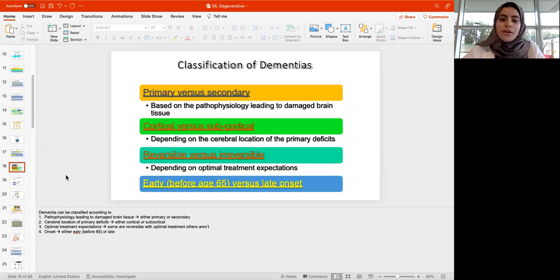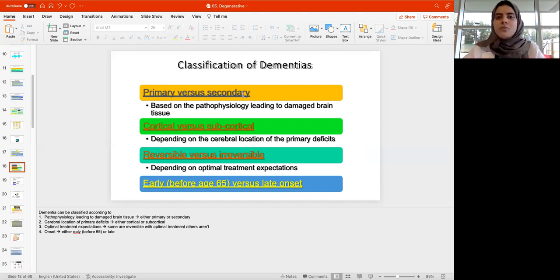When they saw all the disorders that lead to dementia, they realized there are a lot, so they wanted to classify them. You have primary versus secondary dementias, cortical versus subcortical, reversible versus irreversible, early versus late onset. From their names, you can kind of tell what they mean. Primary versus secondary refers to the underlying pathophysiology. A primary dementia means the problem is in the brain, like Alzheimer's disease.